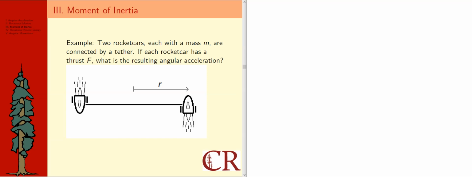Two rocket cars, each with a mass m, are connected by a tether. If each rocket car has a thrust F, what is the resulting angular acceleration? So I'd like to use Newton's second law for rotation as a starting point for this. In other words, tau equals I alpha.